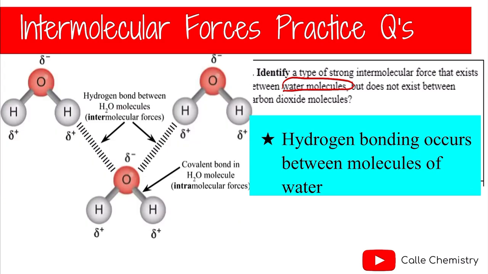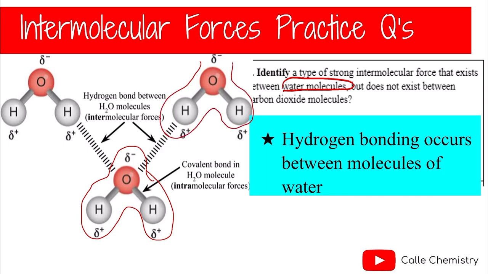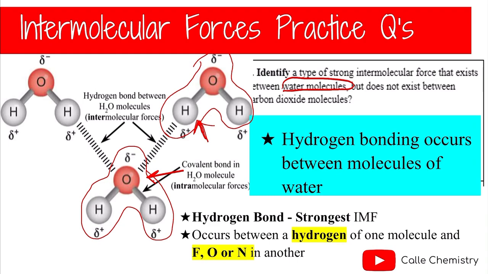Now, we did see a picture of a water molecule experiencing intermolecular forces with another water molecule. That intermolecular force is called hydrogen bonding. And the reason it's called hydrogen bonding is because the hydrogen in one molecule is being attracted to an oxygen in another molecule. Now, hydrogen bonds are not an actual bond, it's an actual attraction. So it's happening between molecules. It occurs between a hydrogen of one molecule and a fluorine, oxygen, or a nitrogen in another molecule.